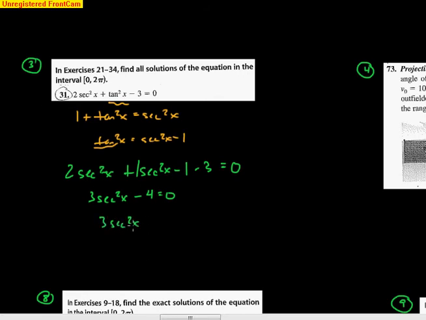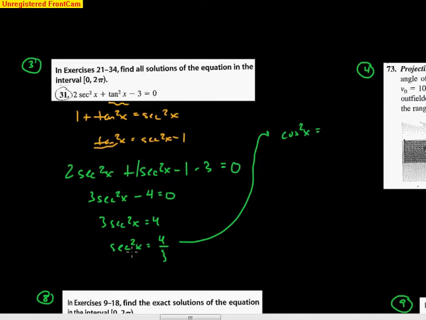3 secant squared x equals 4. I will divide by 3. Secant squared x equals 4/3. And then I'm going to take the square root. But before I do so, I do not like secant. I want to change this into the reciprocal, and that would be cosine.